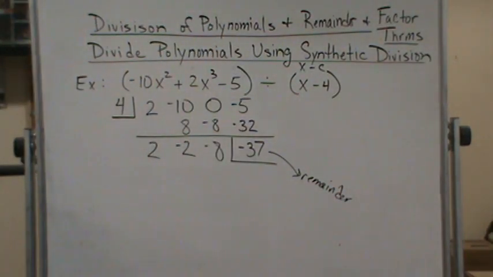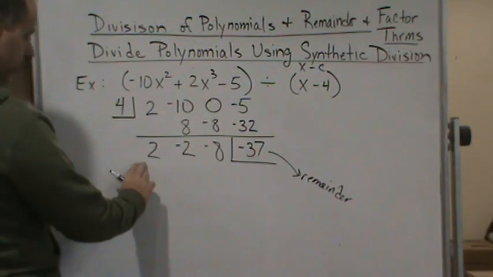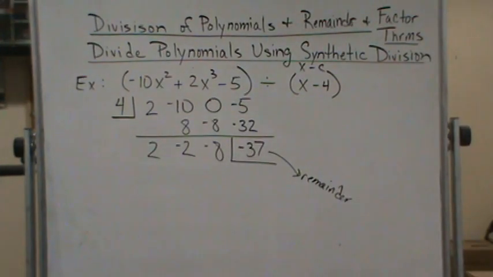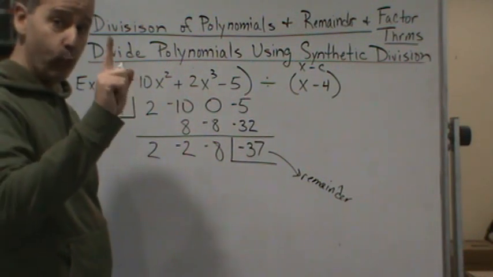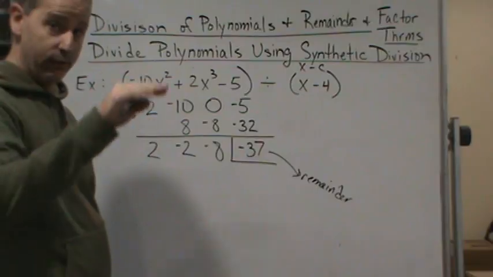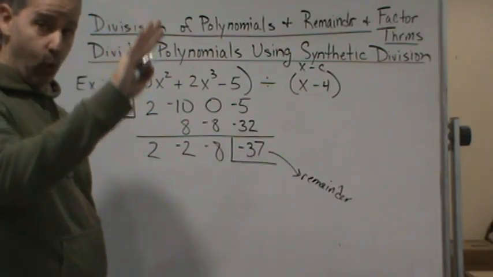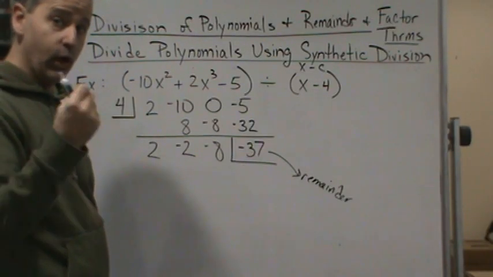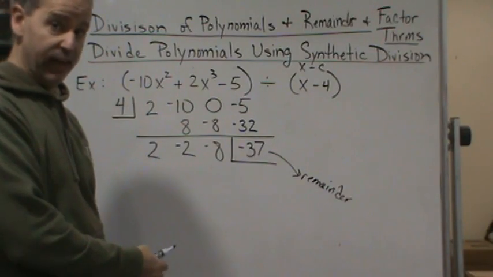So this is our remainder. These other numbers represent the coefficients of our quotient polynomial. How do we determine that? We always go down by 1 degree. If you noticed in the last videos when we did long division, the quotient polynomial was 1 degree less than the dividend.